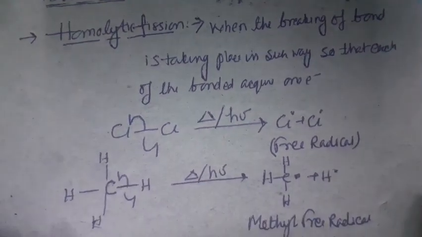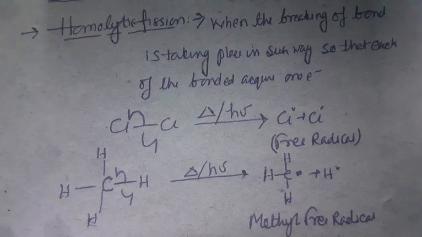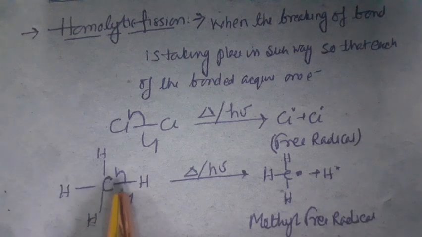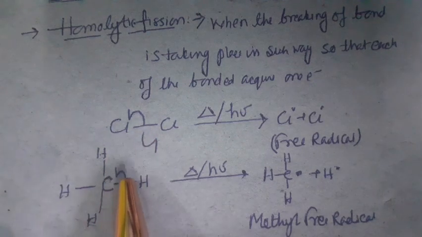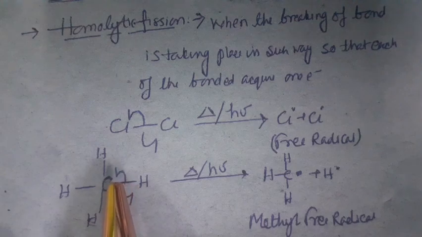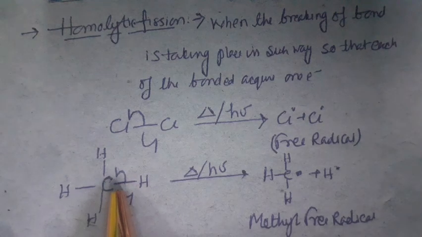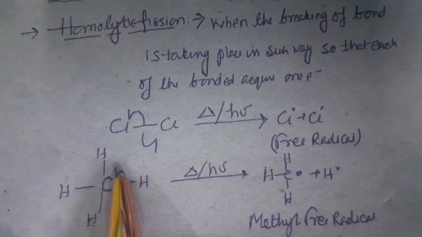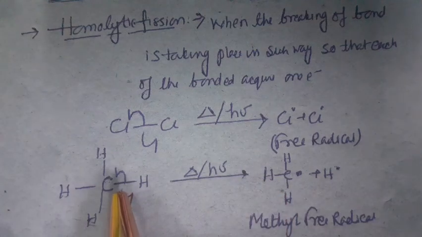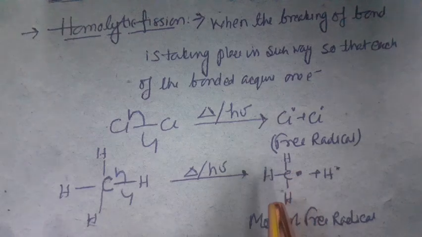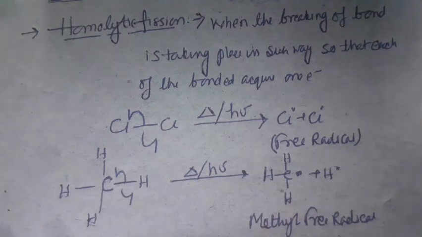Now there is another example of homolytic bond fission. In this example you can see that the breaking of the carbon-hydrogen bond is taking place, which means the bonded atoms are different. No matter whether the bonded atoms are identical or different, when the breaking of the bond takes place in such a way that each of the bonded atoms acquires one single electron (half arrow means one single electron), it results in the formation of CH3, and this carbon atom acquires one single electron, so it is a methyl free radical, and a hydrogen free radical.